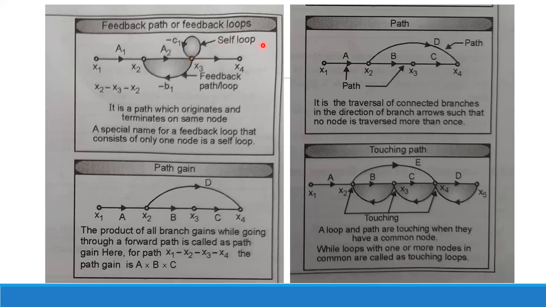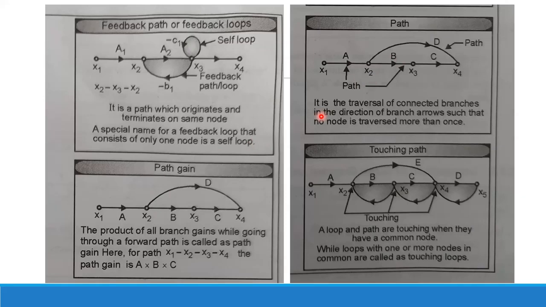Now this self loop can be in the forward direction, and it can also be in the reverse direction. A self loop is a loop which starts and ends on the same node without connecting to another node. A special name for a feedback path loop that consists of only one node is a self loop.